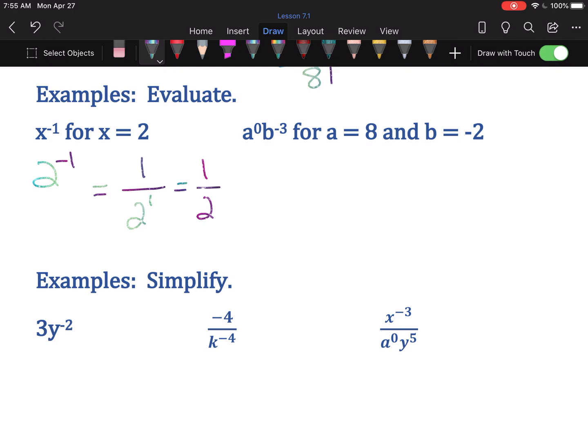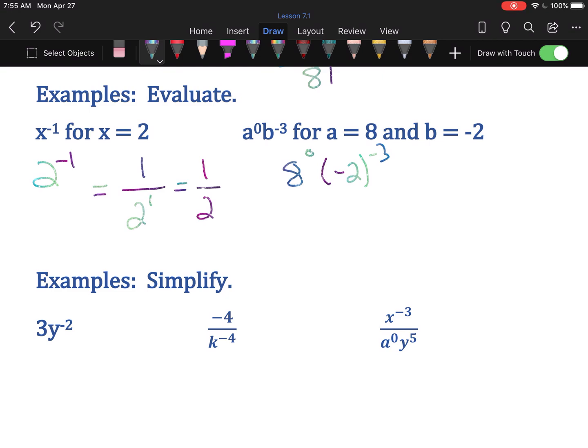Next up, we have a to the 0, b to the negative 3, for a being 8 and b being negative 2. The first thing we're going to do is replace a with 8, and that's the 0 power. b is negative 2. If we're putting a negative number into an expression with exponents as a base, we want to put that negative number in parentheses. So let's look at what we got here. We have 8 to the 0 and negative 2 in parentheses to the negative third power.